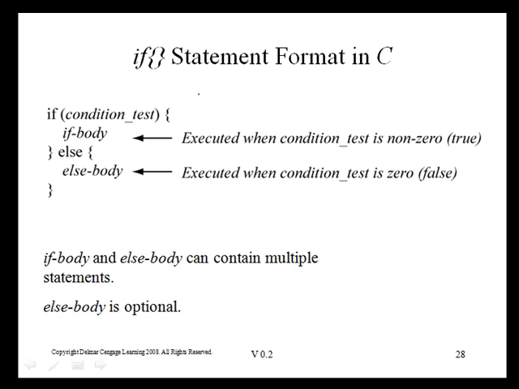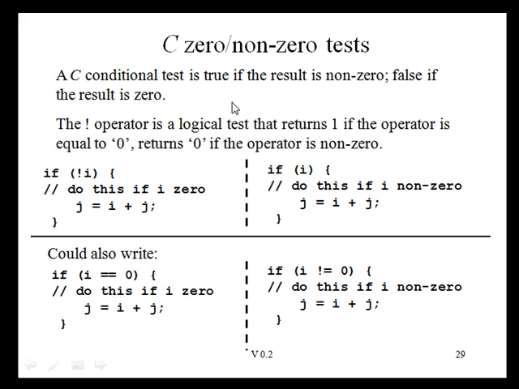Let's review the if statement format in C. We say if some condition test, open brace, some series of statements in here that form the if body, close brace. We can also have an optional else body, and we say else, open brace, some sequence of statements for the else body, close brace. This if body is executed if this condition test is equal to a 1, if it's true. This else body is executed if the condition test is 0 or false.